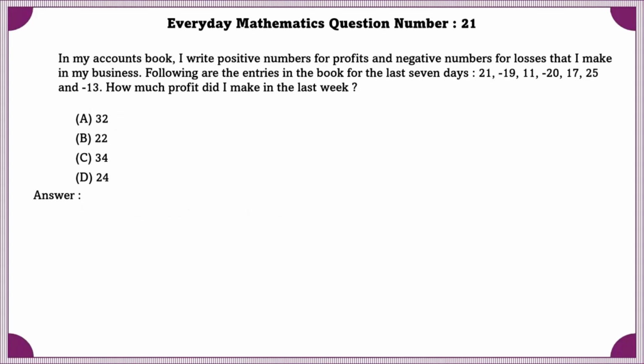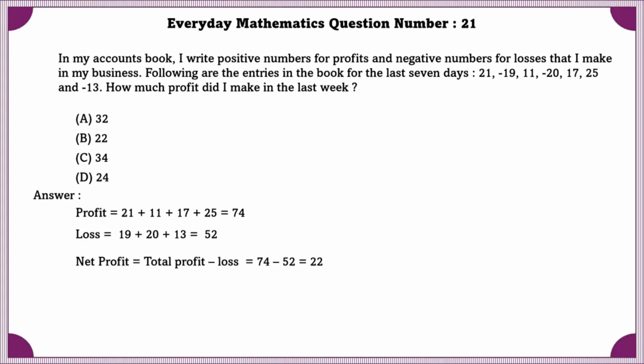Everyday mathematics question number 21. In my accounts book, I write positive numbers for profit and negative numbers for losses that I make in my business. Following are the entries in the book for the last 7 days. How much profit did I make in the last week? First, let us add all the positive numbers together and the losses together. Then we will subtract the total loss from the total profit. So we will get the net profit, that is 22.